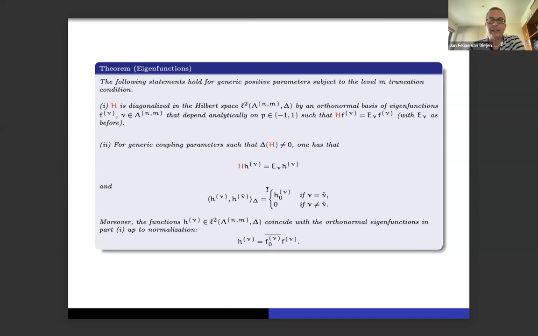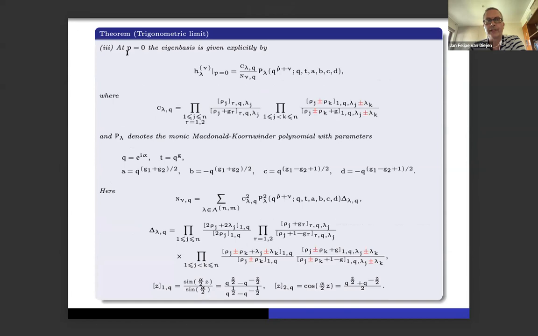And that you can again check from the p equals zero limit, because at p equals zero you can compute this explicitly and you see that the value in zero, for generic coupling parameters at least, is not equal to zero. Actually at p equals zero, it's never equal to zero. So that means that by analyticity, this extends to non-trivial p also.